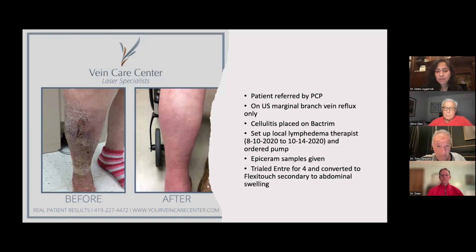And so it does give them some freedom, if you will, and some saving grace with their lymphedema, so that they don't necessarily have to wear their compression stockings 24/7. So it does give them a little bit of an out. This patient ended up having an entree trial and then converted to Flexi Touch because of abdominal swelling, which we saw on their subsequent follow-up about 6 weeks after starting therapy.